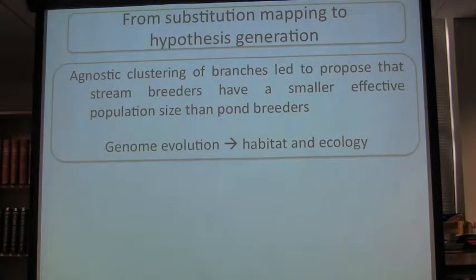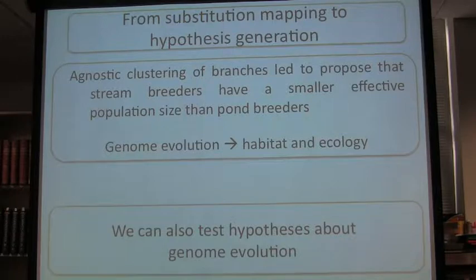So basically, with this approach, we have first agnostically clustered the branches, and then this led us to propose some hypotheses about the ecology of those species. And then this hypothesis, we can test it with more experiments. But obviously, we can also test different types of hypotheses, and the next example I want to tackle is going to just deal with genome evolution.